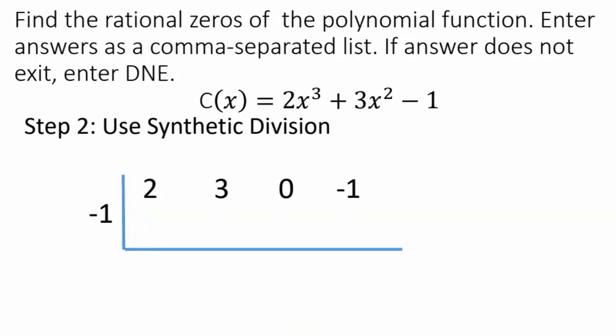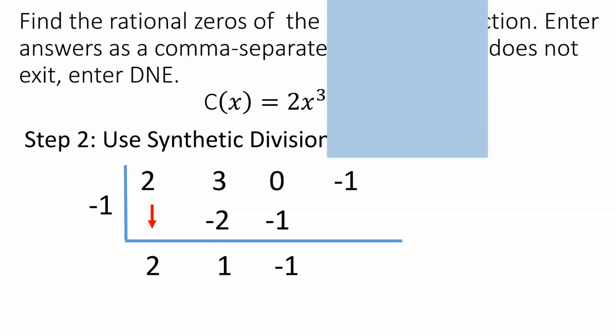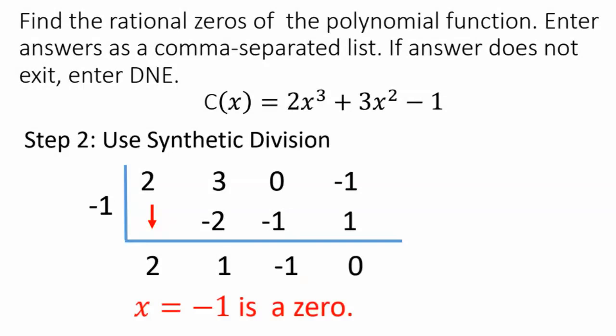So we try negative 1. So we bring down the 2, times negative 1 is negative 2, plus 3 is 1. 1 times negative 1 is negative 1, plus 0, negative 1 times negative 1 is going to be a positive 1. And so that's going to make us happy. Since we have a 0, that means that x equals negative 1 is a 0.